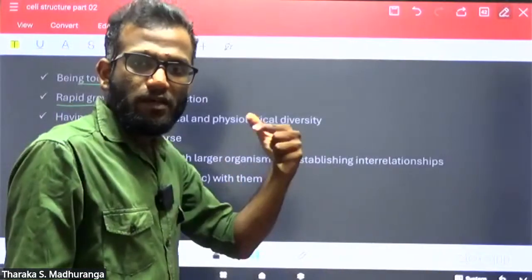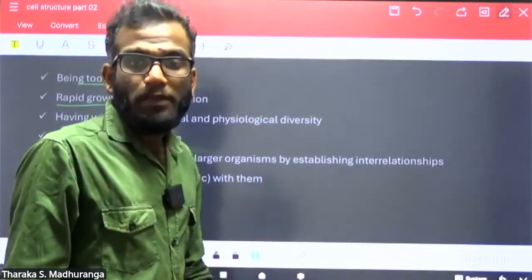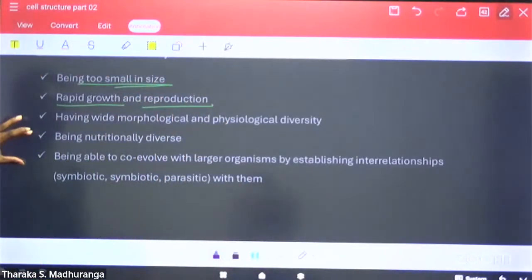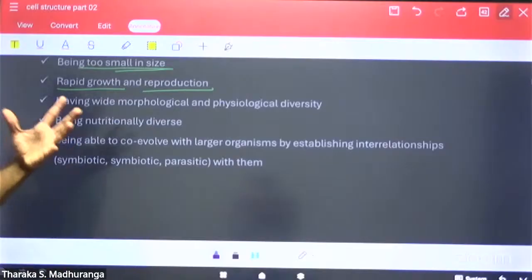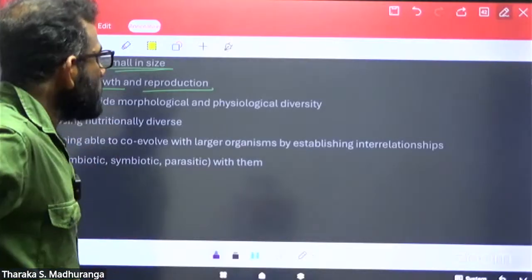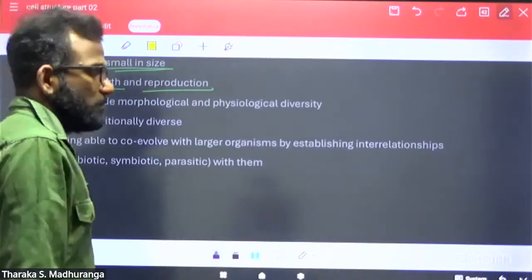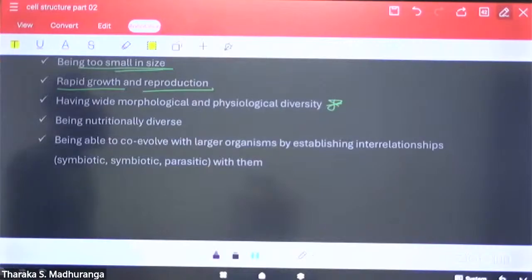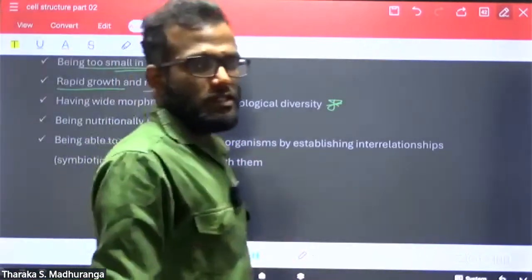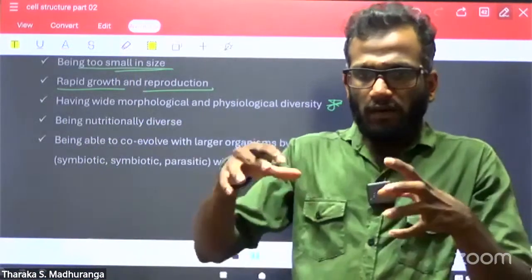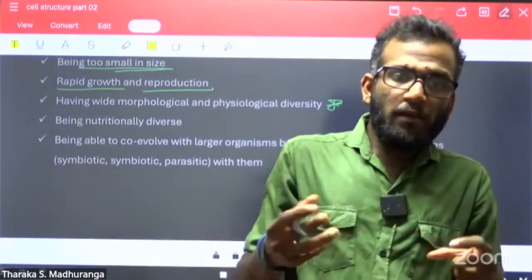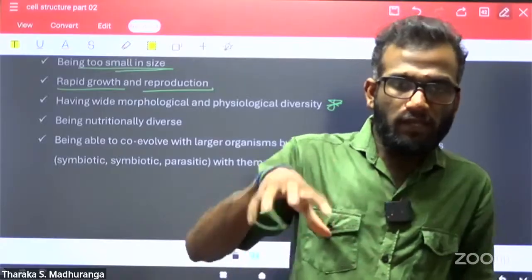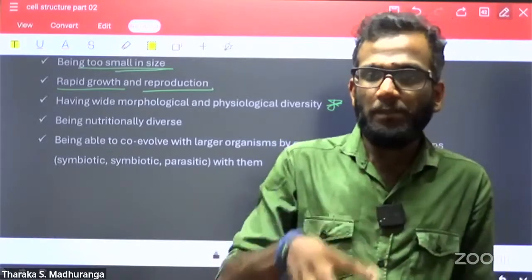Viruses have a very rapid growth rate and reproductive rate, with wide morphological and physiological diversity, which we can discuss in the cell organelles discussion. Among microorganisms, if we consider bacteria, they have a prokaryotic structure, and their structures and organelles are very simple.